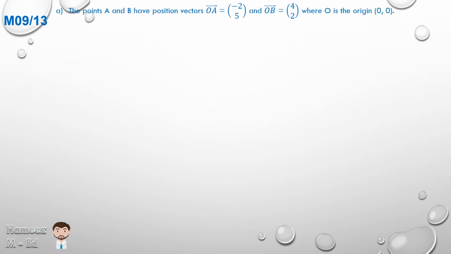May 2009, number 13, part A. The points A and B have position vectors OA equals to minus 2, 5 and OB equals to 4, 2, where O is the origin, 0, 0, the points of intersection between the x and y axis. The point G lies on the line AB such that AG is equal to 1/3 AB. Express the following in the form x y as a column vector.